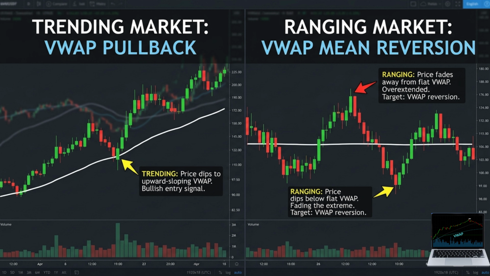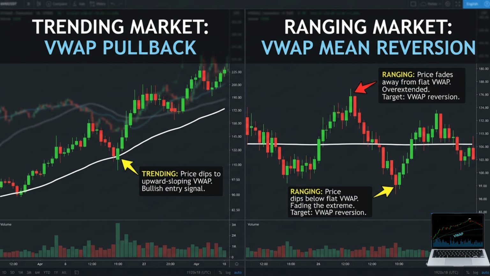Phase 1. Identifying the market context. Before looking for a signal, you must determine if the market is trending or mean reverting. In a trending market, VWAP acts less like a magnet and more like a moving floor in an uptrend or a moving ceiling in a downtrend. To trade this state effectively, you need to identify the separation between price and VWAP. 1. Identifying a strong trend state.